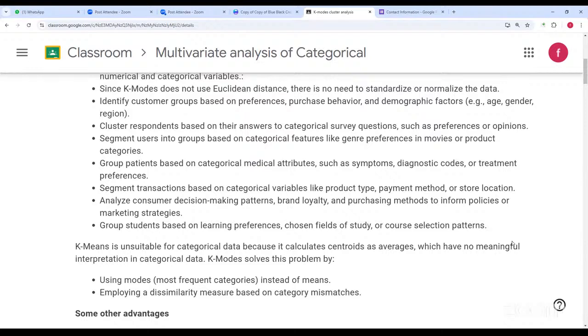K-means is unsuitable for categorical data because it calculates centroids as averages, which have no meaningful interpretation in categorical data. K-modes solves this problem by using modes, the most frequent categories, instead of means, employing a dissimilarity measure based on category mismatches.